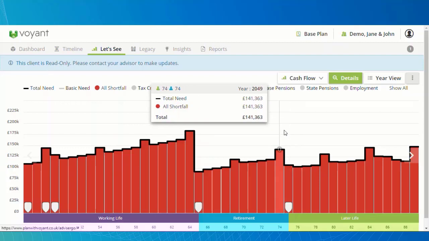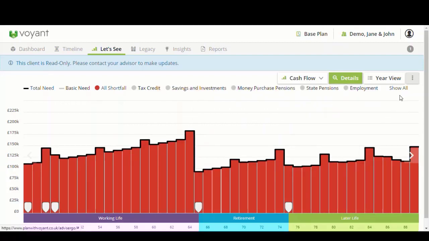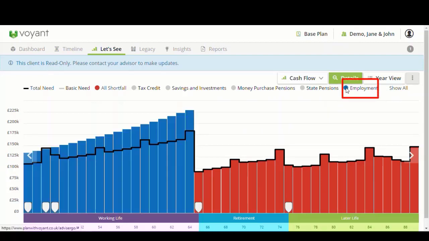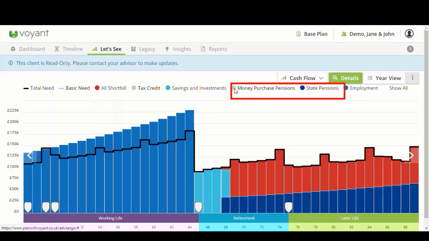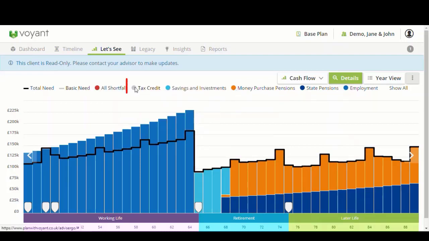So how are we going to pay for all of this? Well, at the start of the plan, in the early years, we have the employment income. Next, we have savings and investments, which we're going to dip into until we get through to our pensions and our state pension. As I mentioned, now we're in retirement, we can start drawing on our state pension and our money purchase pension. Now, the last item that we've got in this plan is a tax credit.